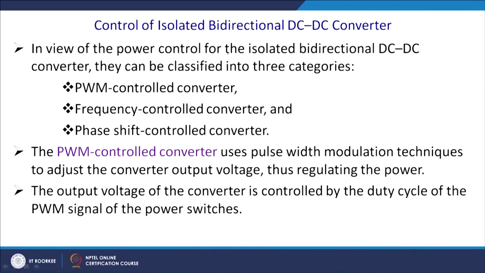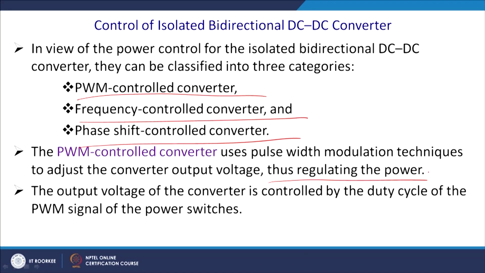Now come to the control of the isolated bidirectional DC to DC converter. In view of the power control of the isolated bidirectional DC to DC converter, they can be classified as PWM control converter, frequency control converter, and phase shift control converter. The PWM control converter uses a pulse width modulation technique to adjust the converter output voltage, thus regulating the power. The output voltage of the converter is controlled by the duty cycle of the PWM signals of the power switches.